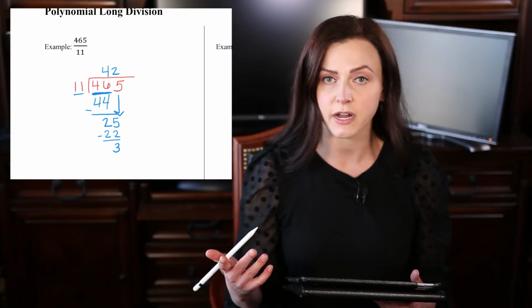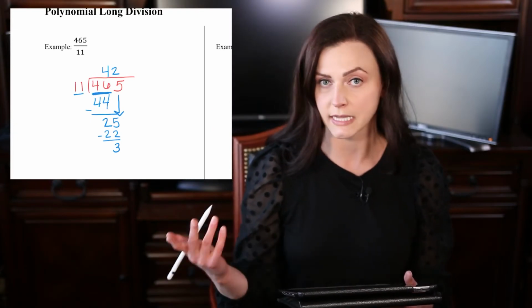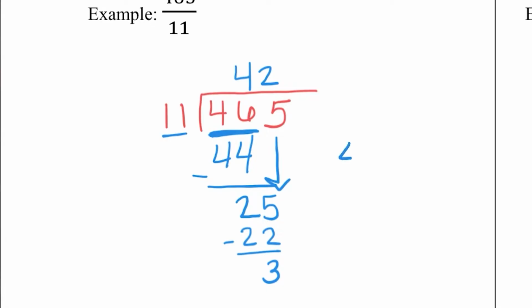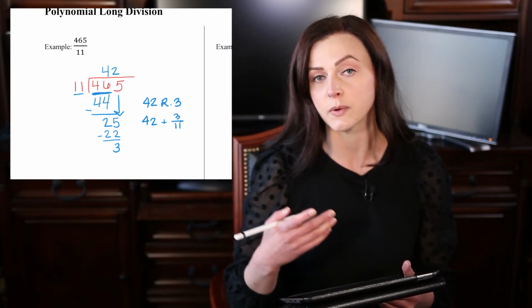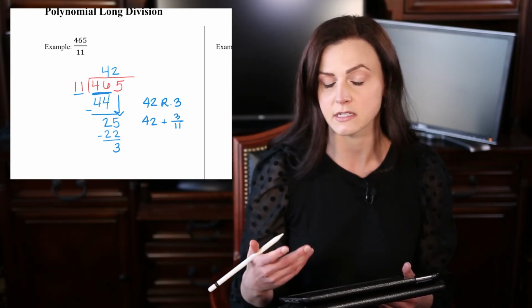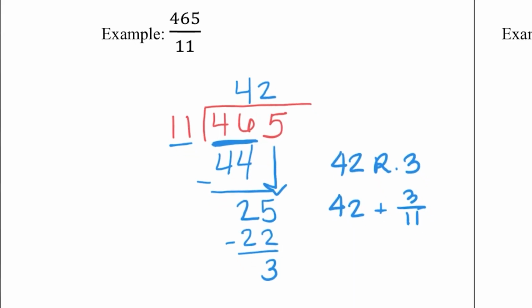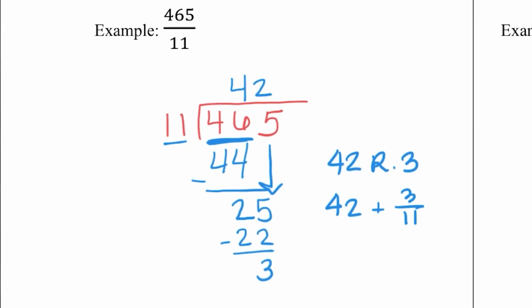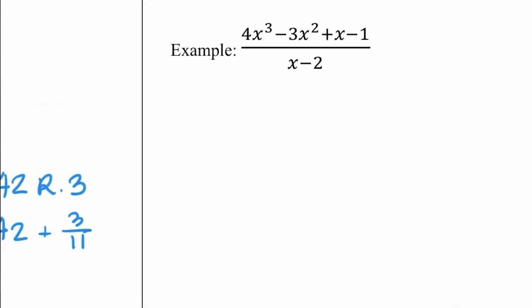There are 2 ways to write your answer depending on how your teacher would like it. You can write it as 42, remainder 3, or you can write your remainder as a fraction, 42 plus 3 over 11, because that's really what's left. 11 doesn't go into 3, so 3/11 is what we have left. This process right here is the same thing with polynomial long division. So now we're going to get over to that example.